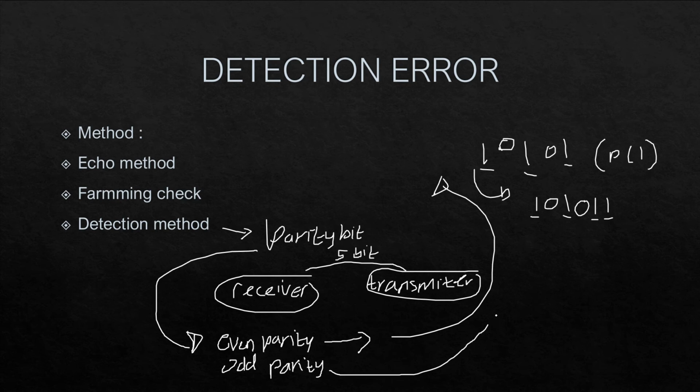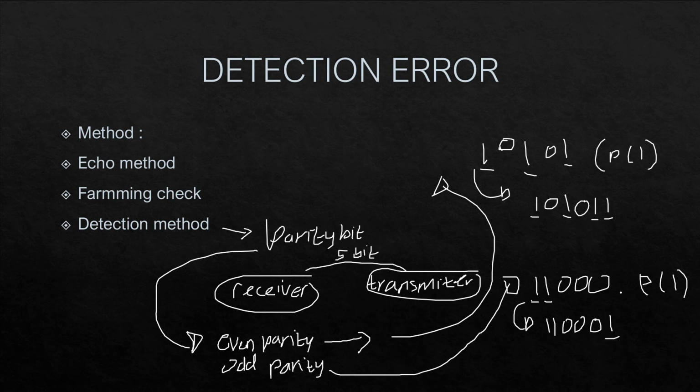And the example for odd parity is the same as even parity, but the total must be odd, not even. The example is I have data 1, 1, 0, 0, 0. The parity bit must be 1 because the total of 1s is even. We must change the total of 1s to become odd. So the data will be 1, 1, 0, 0, 0, 1. Like that.